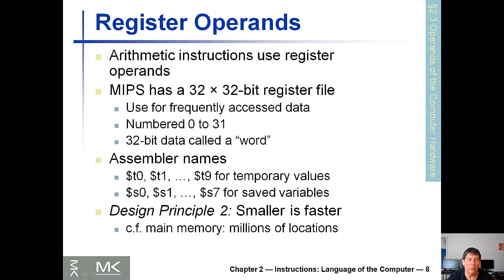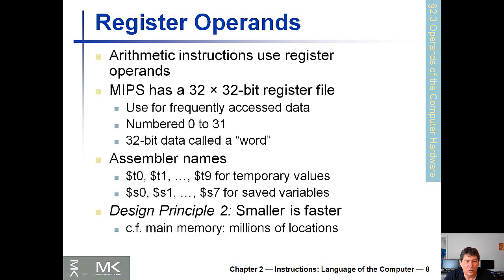They're numbered from 0 to 31, and they're all 32-bit data words, which is going to be the equivalent of a DWORD in Windows or an unsigned long in C. A lot of times we think of a word as a 16-bit number such as an unsigned short, but that's not the way it is in MIPS. So just remember that in the case of MIPS, a word is 32 bits.